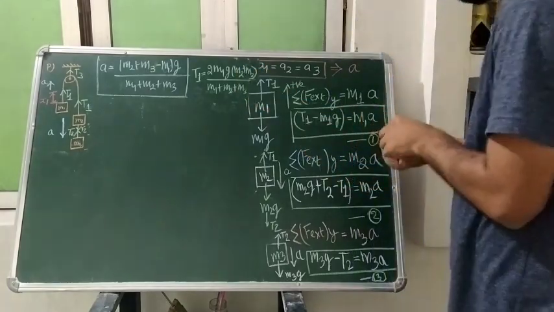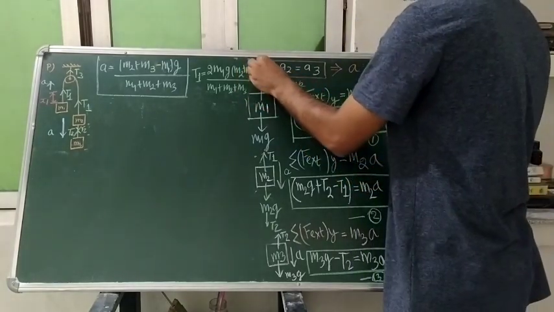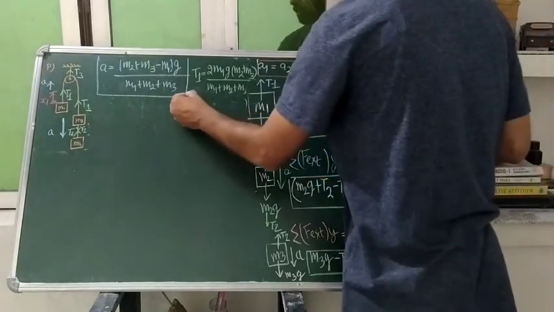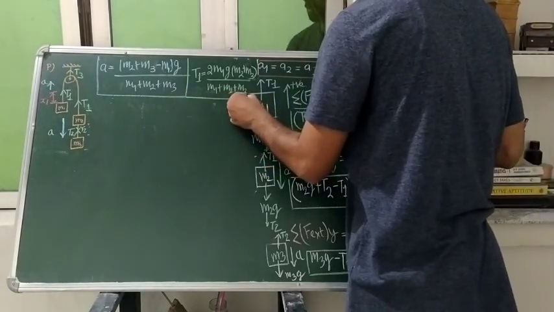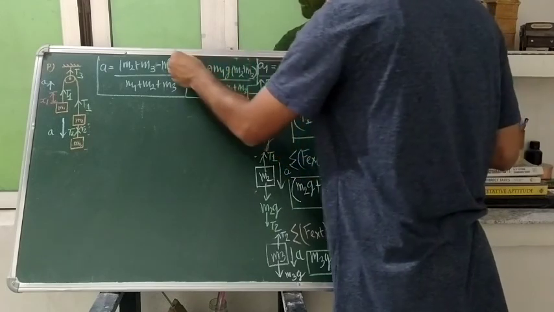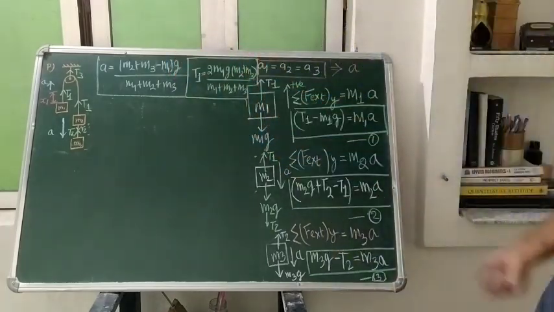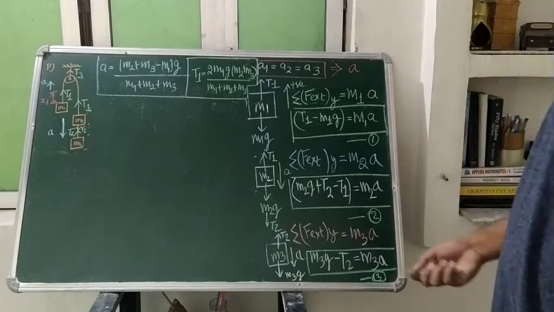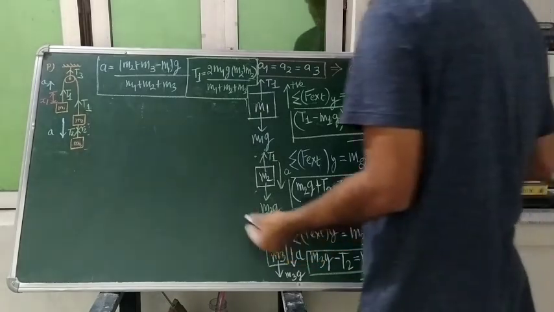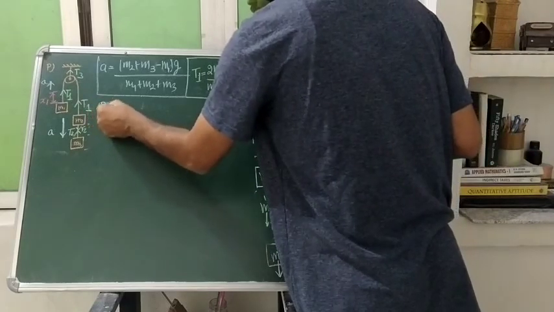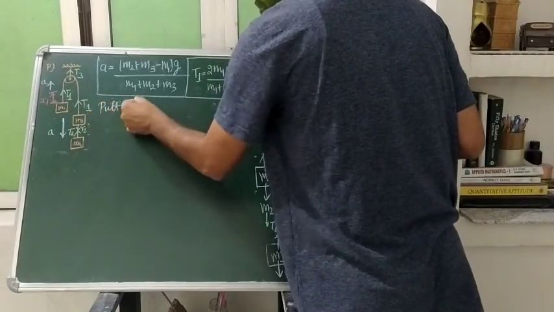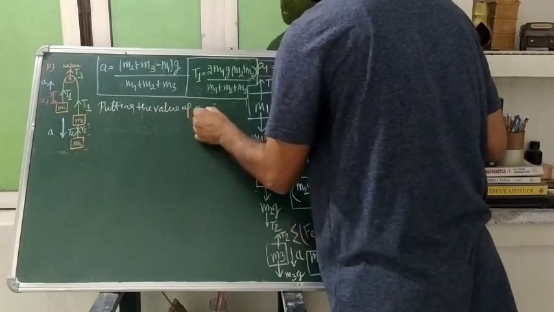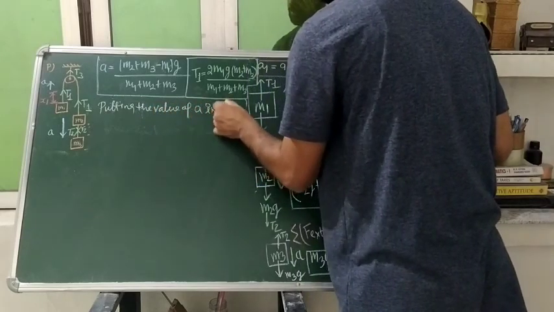M3 here only. So that was the expression of the tension T1 we are getting by solving the equations. Now we have come to know what tension T1 is. Now we shall move to T2. So putting the value of a in equation 3 now.